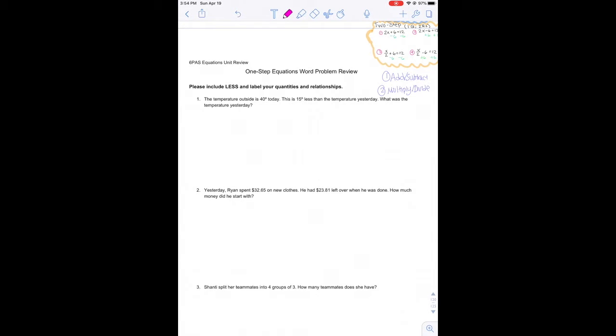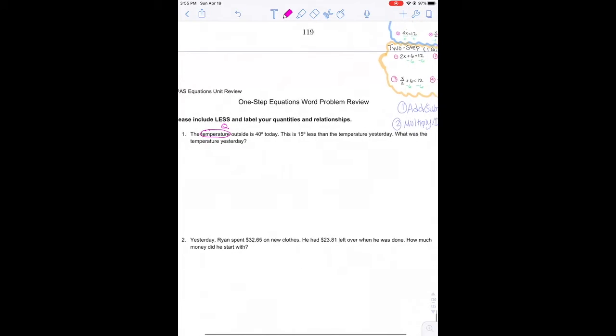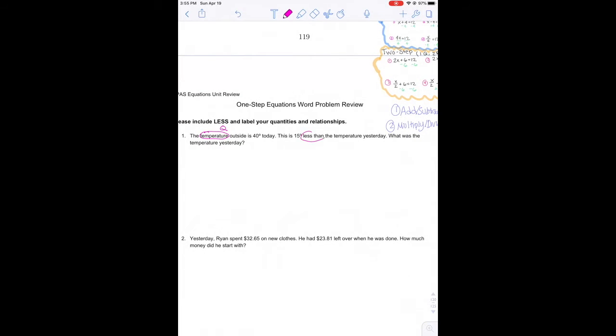All right, hopefully you are ready to check and you have your number 1 completed. It says the temperature outside is 40 degrees today. This is 15 degrees less than the temperature yesterday. What was the temperature yesterday? So quantity would be degrees or temperature. You could say either one. I think temperature is going to be easier to circle, so I'm going to go with temperature, but you could have circled the degree symbol. In relationship, I see less than. So now I'm going to go ahead and do less.